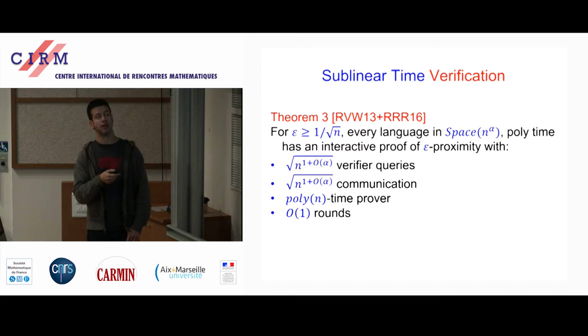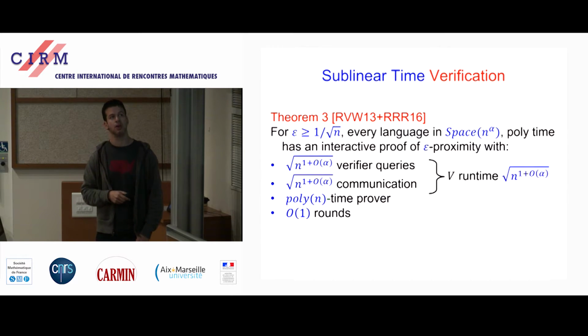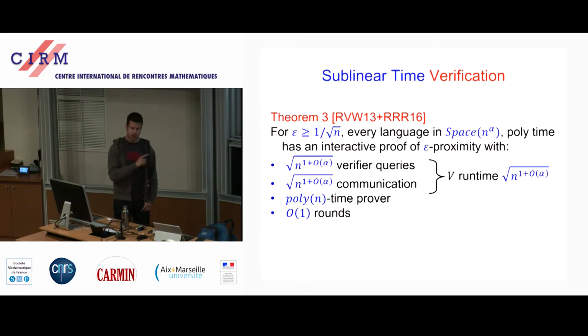Okay, so square root of n, or something close to square root of n, queries, square root of n communication, constant number of rounds. Verifier running time is close to square root of n. So it's a very general statement.